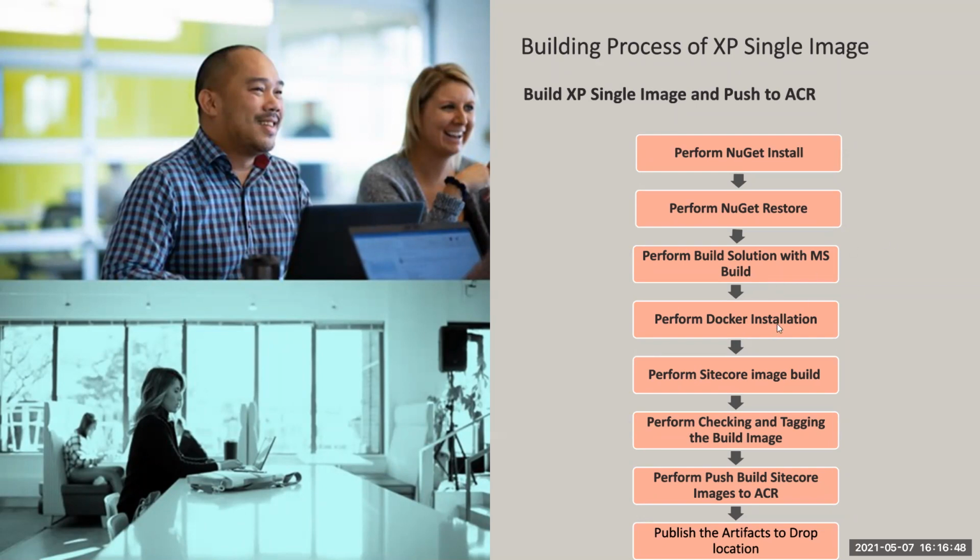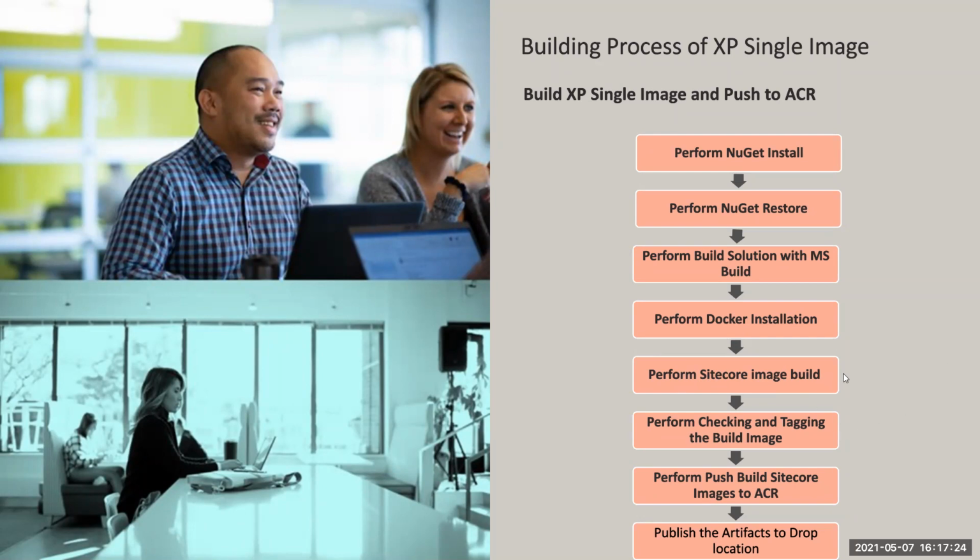For that, we are going to install Docker on my Microsoft agent or DevOps agent. Once it has been installed, with the help of the Docker file and Docker Compose YAML, we are going to perform a Sitecore image build. This will not only pull down the base image of Sitecore, it will also add the solution or the artifacts that got generated during the build process.